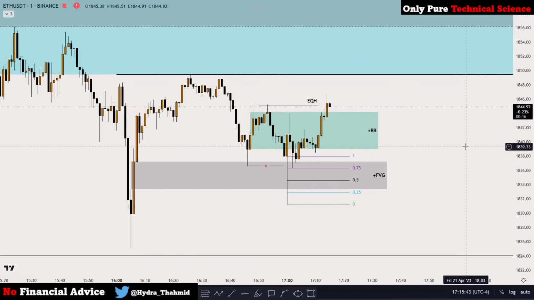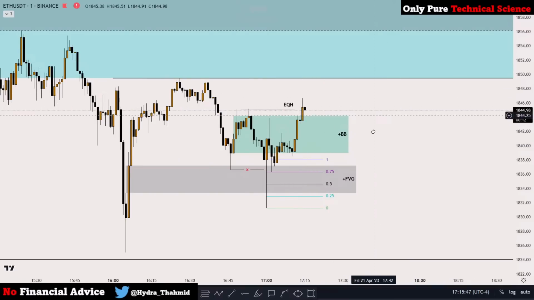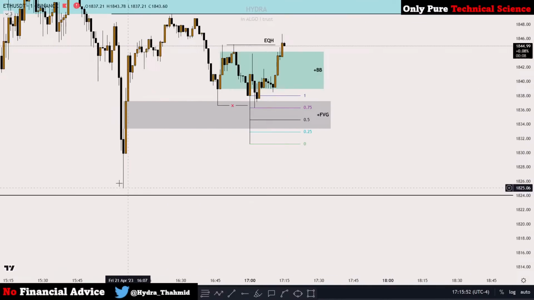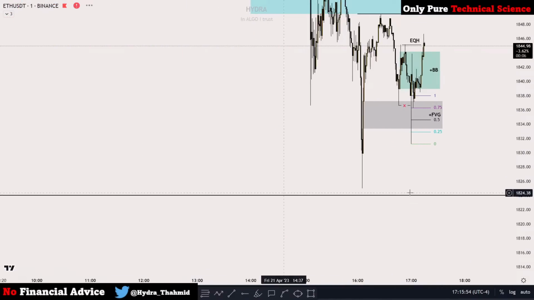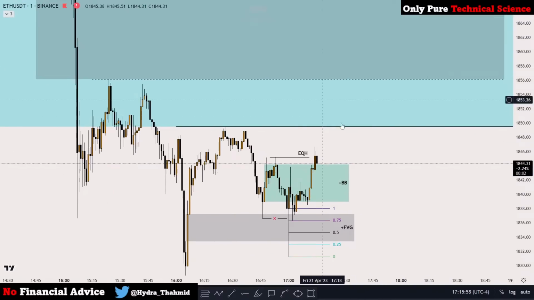Okay, so I'll be here with you for about 2 hours until this drops, delivers, and then a move towards the sell side happens. That's what I'm expecting. I'm expecting to see these relative equal lows getting taken out, and before that, I want to see price hitting that hourly fair value gap.